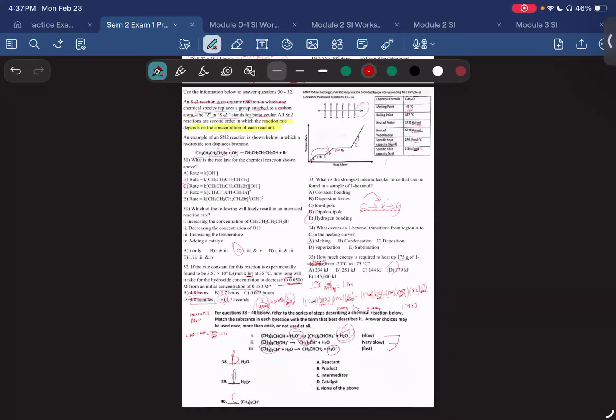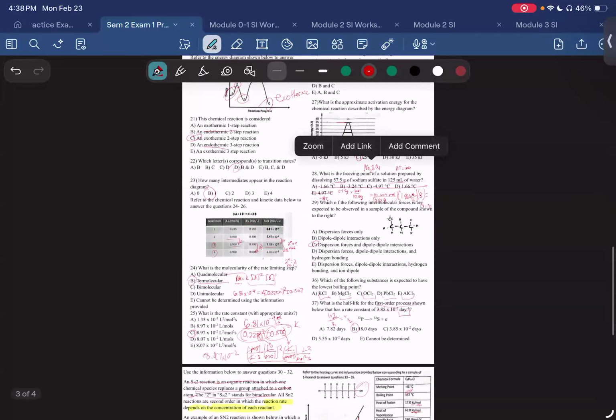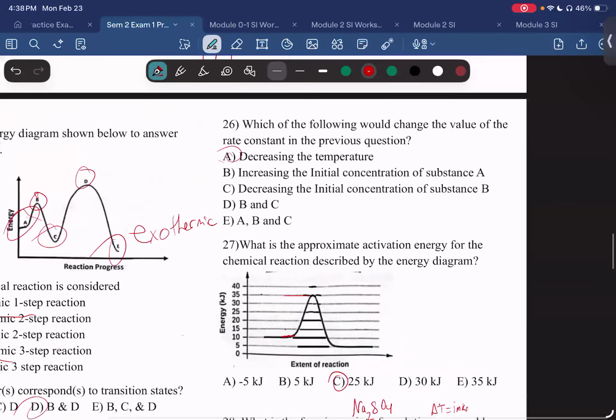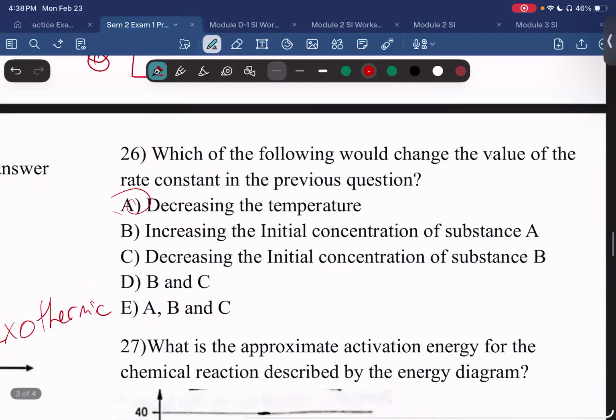I have one last question. For 26, can you explain it a bit more? Because I thought it was concentration and not temperature. I was a bit confused. Oh, with concentration? Yeah, sure.